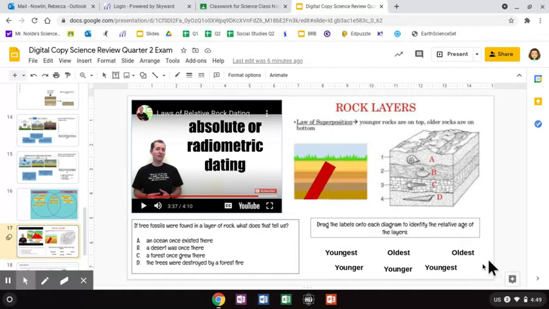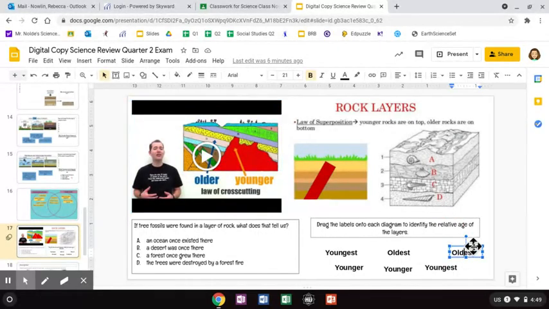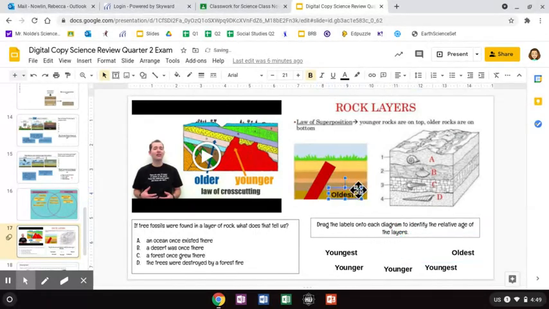So we're going to drag the labels to, let me grab them. So these are text boxes, so you're going to have to click on them and then wait for your arrow to turn into that 4-way, and then you can drag it. Okay, so oldest would be here. Both bottom layers would be oldest. And so this fossil is also the oldest of the 4 fossils.